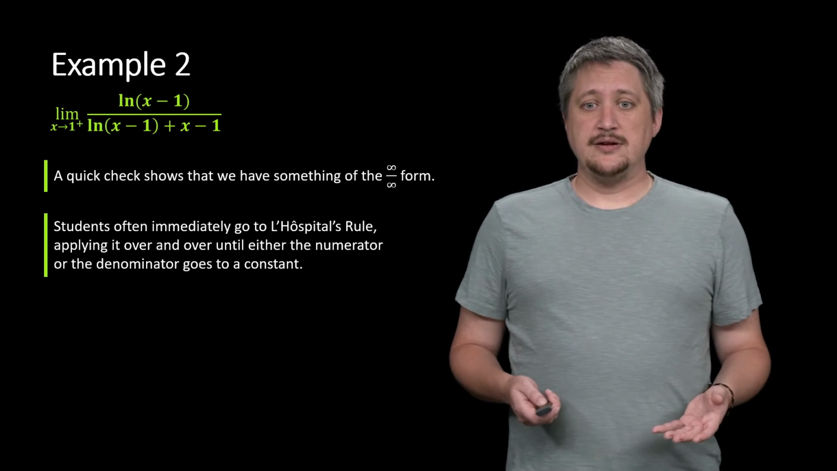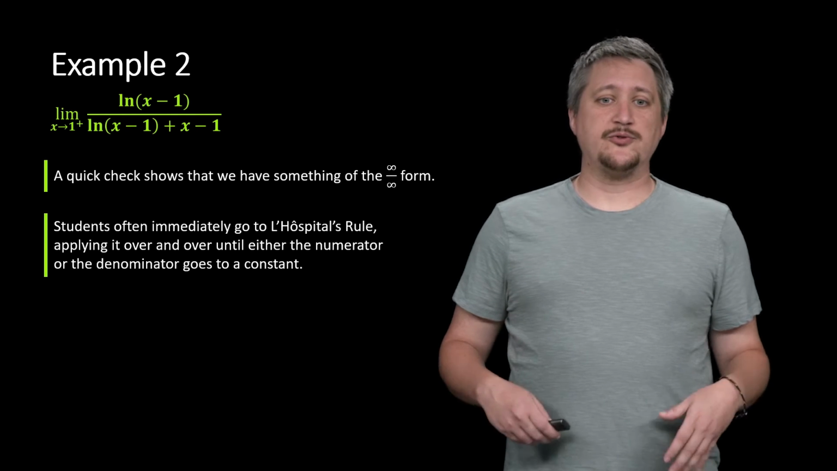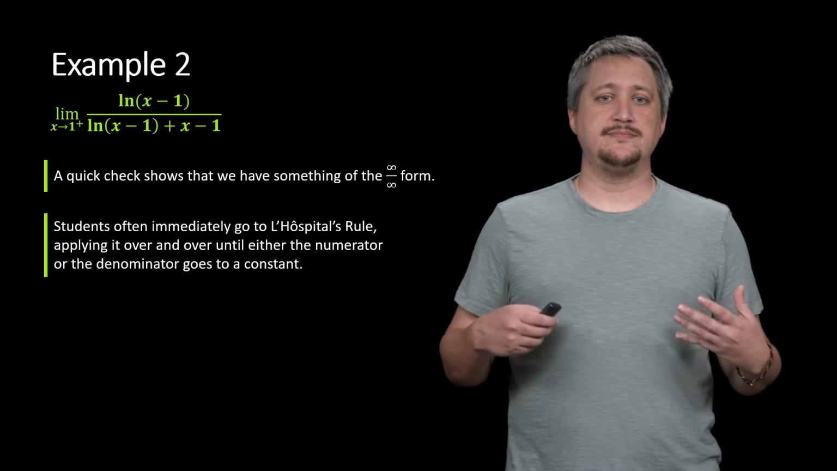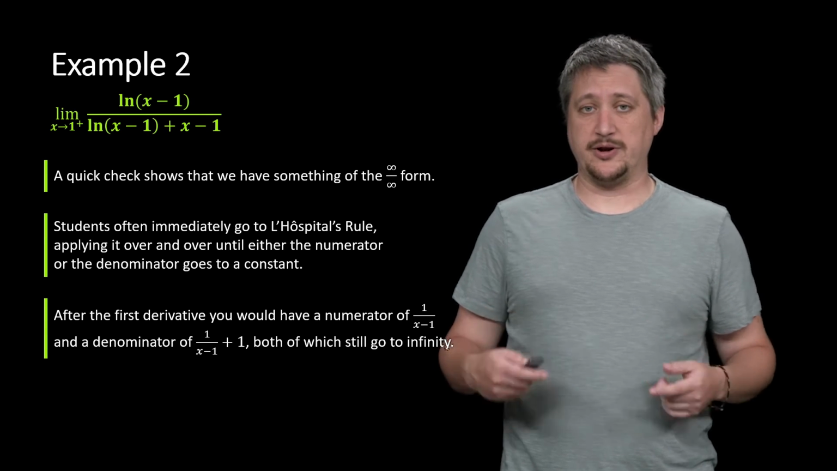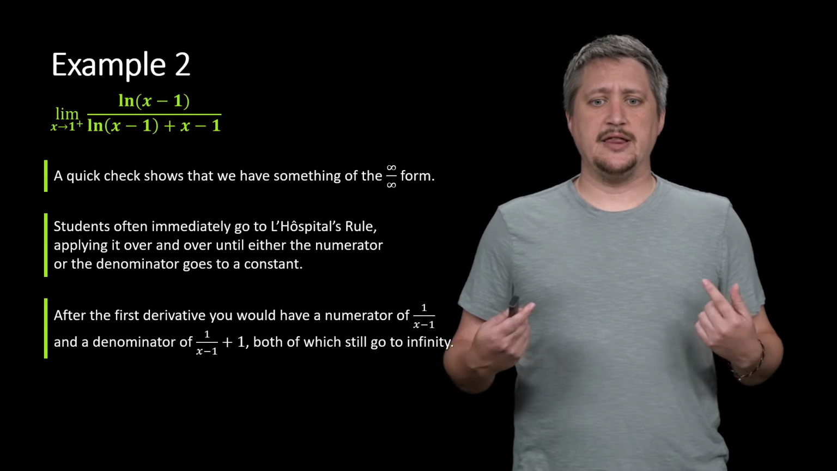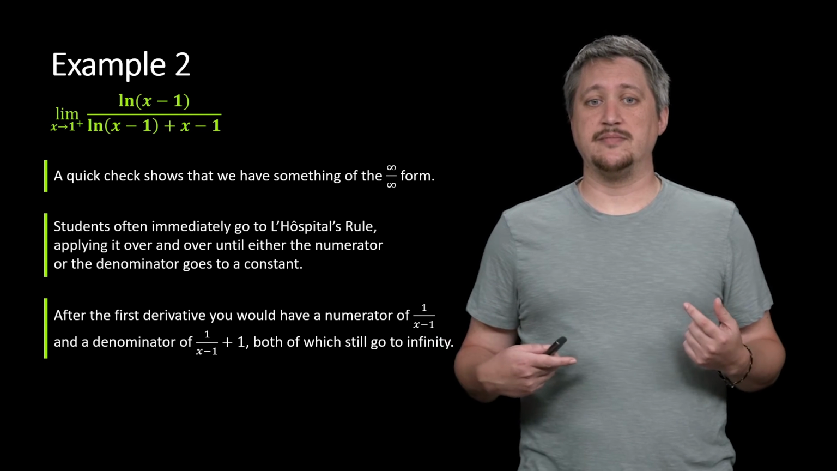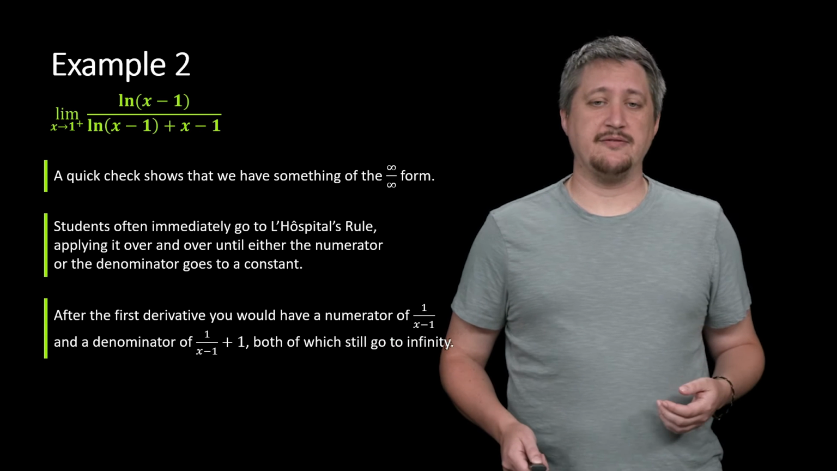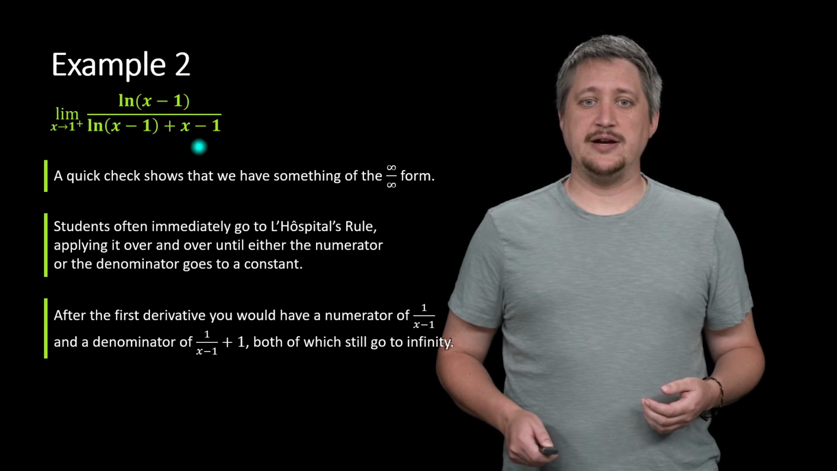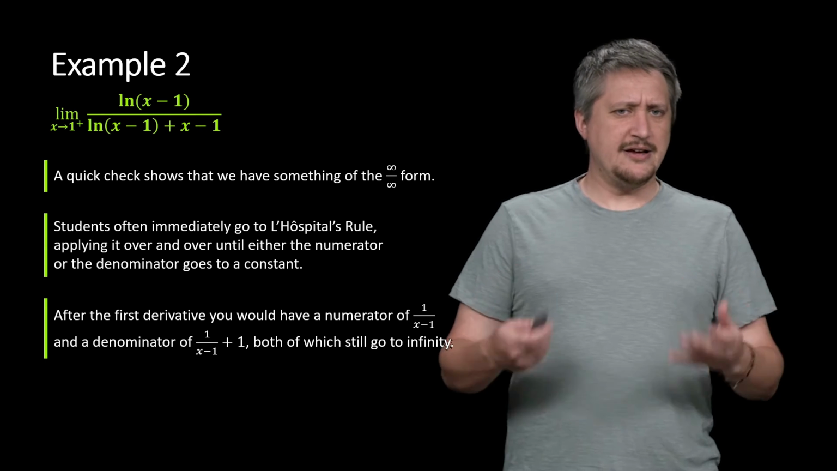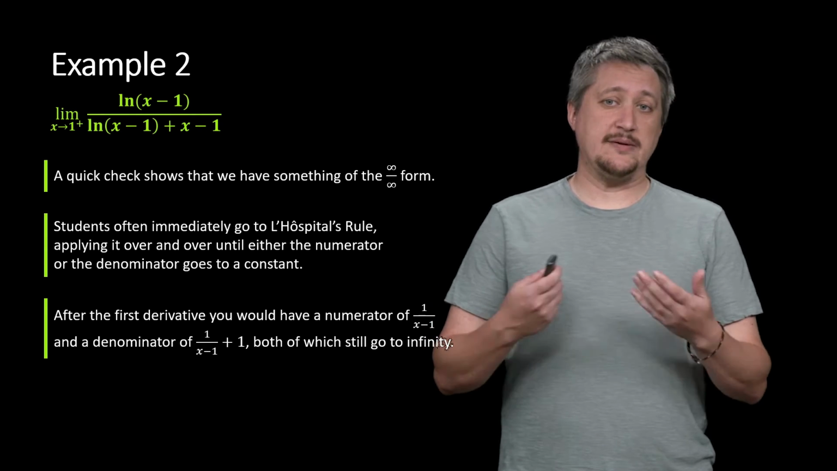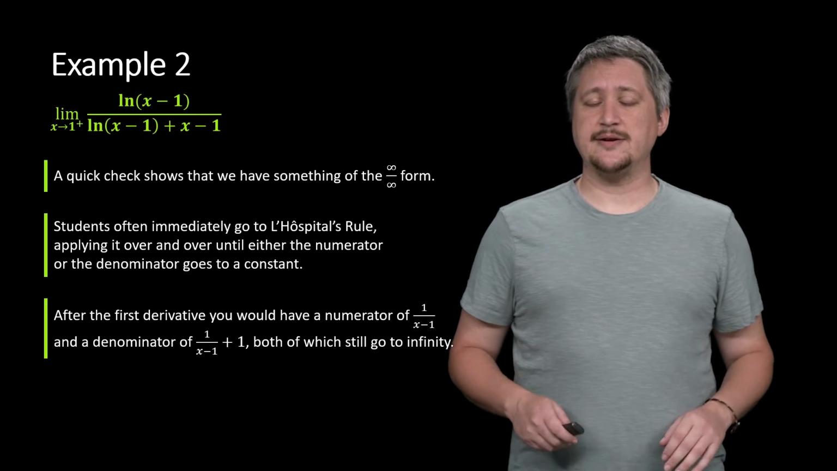If I do that, just immediately go to L'Hopital's rule and apply it, then I'm going to end up with something that looks like 1 over x minus 1 on the top, taking that derivative. And on the bottom I'll end up with 1 over x minus 1 plus 1, because this minus 1 is going to go away, but that plus x is going to turn into a plus 1. And if I try to plug in 1 again, I'm still going to get some sort of infinity over infinity.